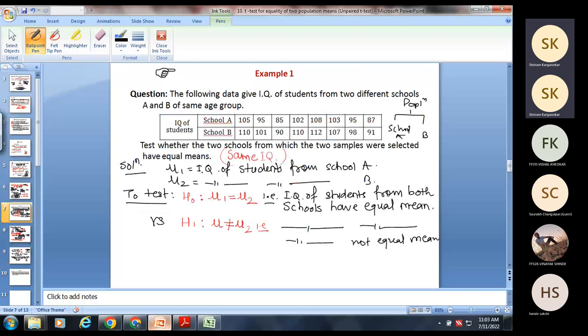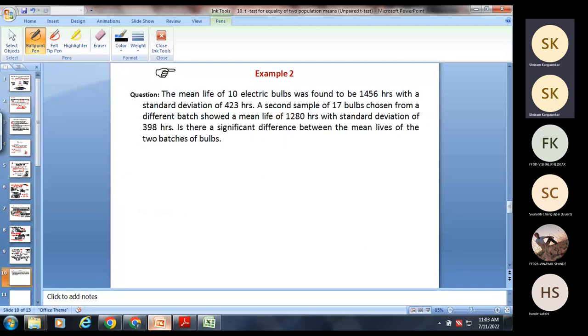Here we had been given the raw data, okay? Now we will see one example where there will be the summary values, means will be given, then sample variances or standard deviations will be given. Okay, so let's do that.